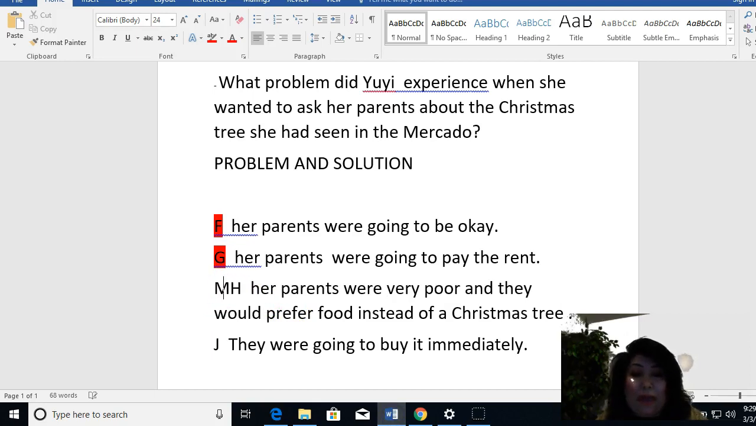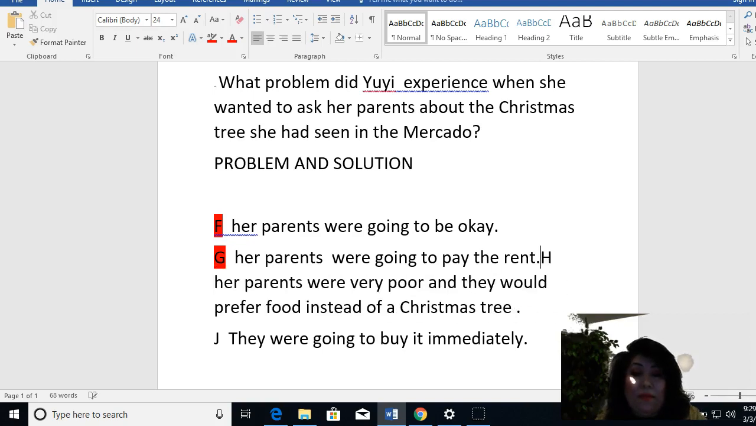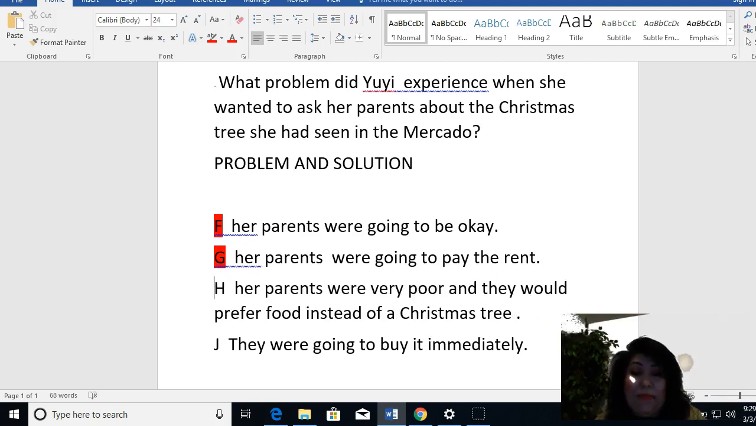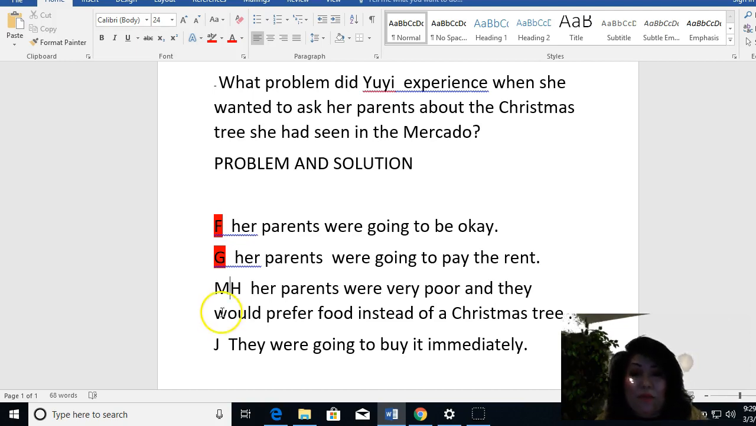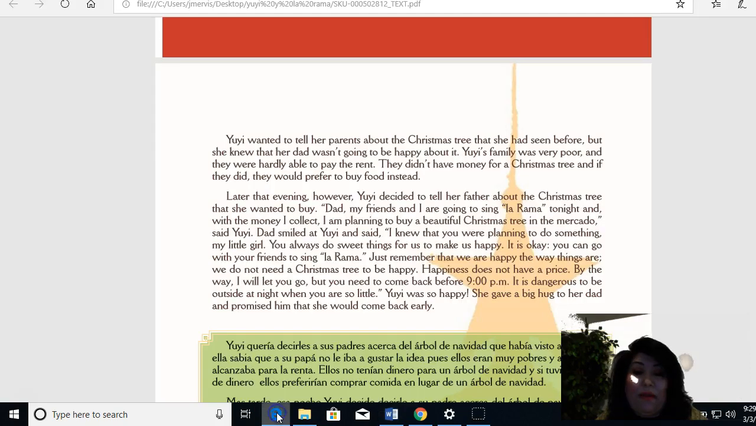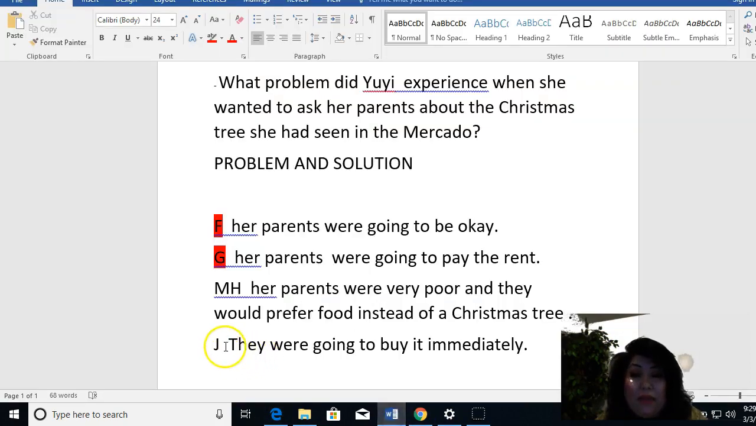So you want to write here M. That means that that's maybe, right? That may be the answer. J, they were going to buy it immediately. Okay, so that means that they were going to buy it immediately. Let's see. No, that's not true. And you cross out that one too. Okay, there you go. Now you have your answer. You only have one maybe. Sometimes you may have two maybes, and that's okay. You just need to go back to the text and check which one is the best answer, or the one that has the main idea of all of them.